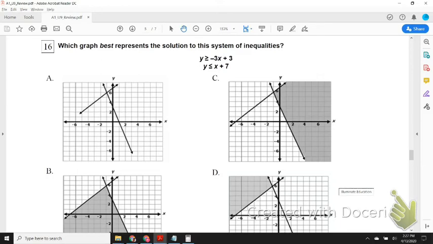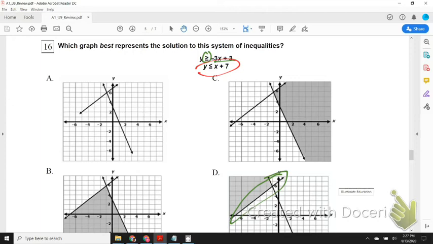Okay, we know that for this equation we're going to shade above, and it's going to be a solid line. Okay, so look for the graph that has y is equal to negative 3x plus 3, right? And it's going to shade above. So really, that's the only one that has us shading above. So I think that's our answer right there. But let's just double check and look at the second equation. Y is less than x plus 7.